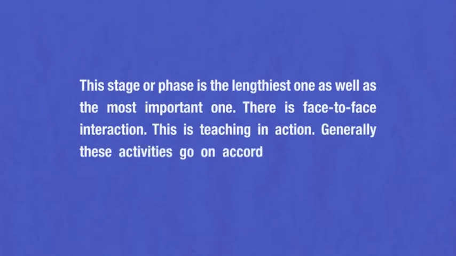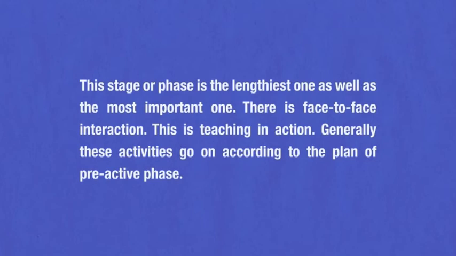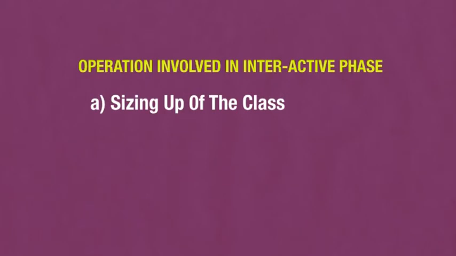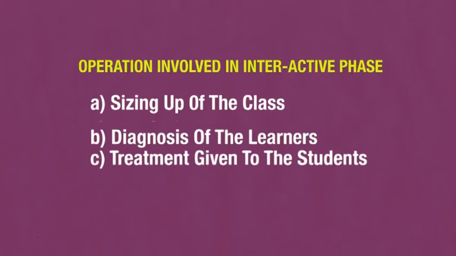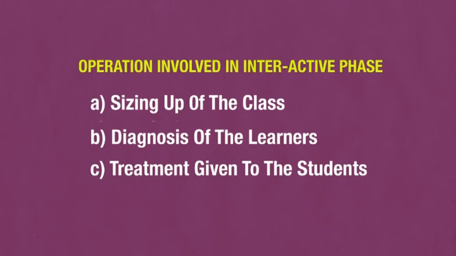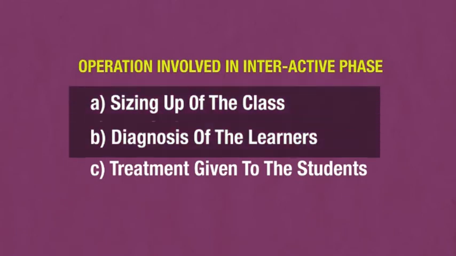Generally, these activities go on according to the plan of the pre-active phase. Some modifications are, however, allowed if the need arises. The operations involved in this phase may be identified as follows. A. Sizing up the class. B. Diagnosis of the learners. C. Treatment given to the students. Now let's explain a bit about each of these operations.